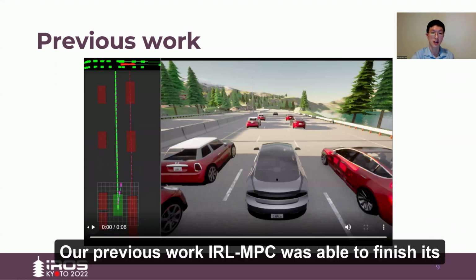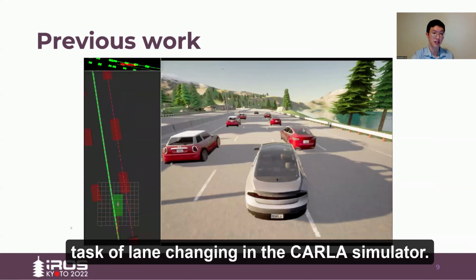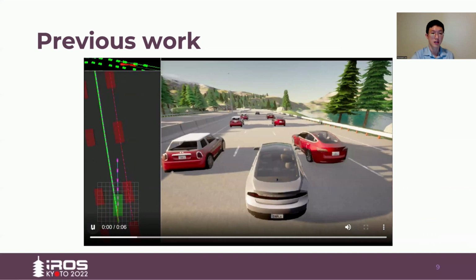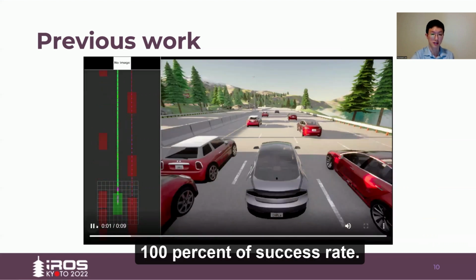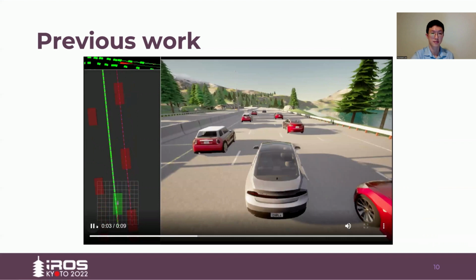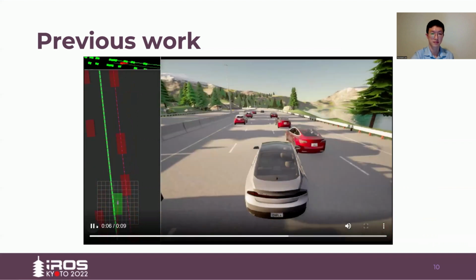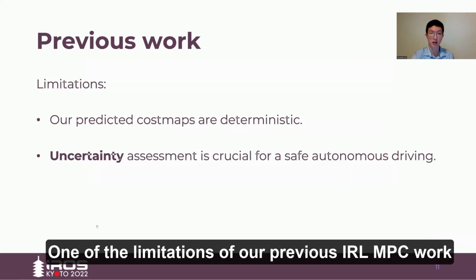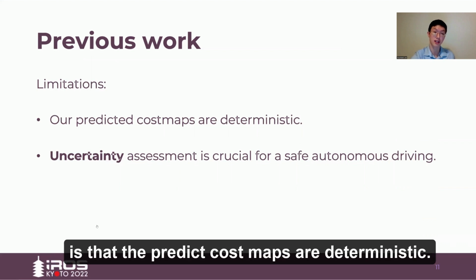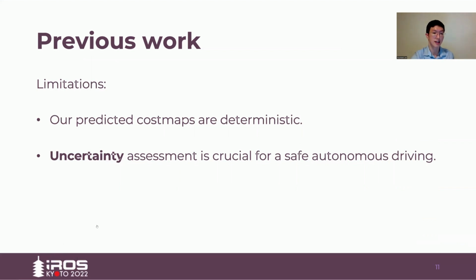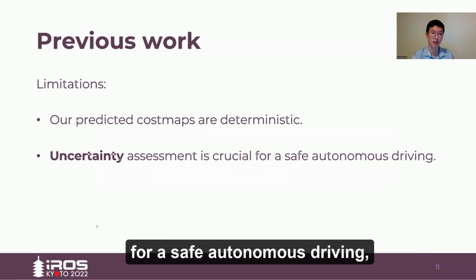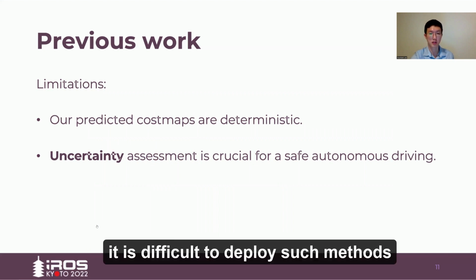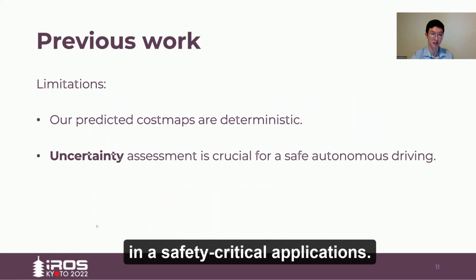Our previous work, IRL MPC, was able to finish its task of lane changing in the CARLA simulator. However, it could not repeat 100% of success rate. One of the limitations of our previous IRL MPC work is that the predicted cost maps are deterministic. As the uncertainty assessment is crucial for safe autonomous driving, without knowing how trustworthy the predicted cost map is, it is difficult to deploy such methods in safety-critical applications.